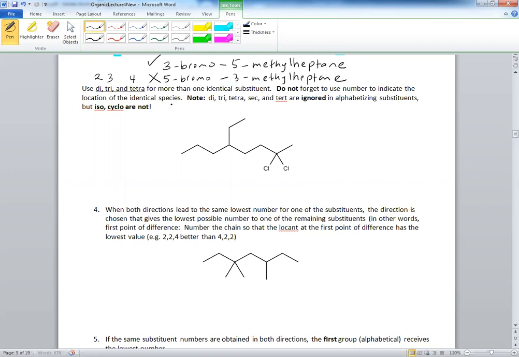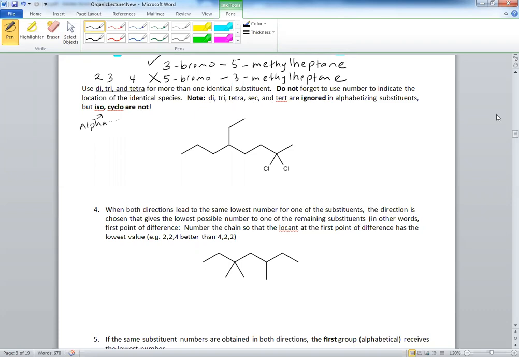I'm going to clearly indicate what I mean by that. However, you need to remember that whenever you have di, tri, tetra, sec, tert, any of these, those are ignored in alphabetizing substituents. So you do not take into account di because it has a D, or tri, or tetra, or sec, or tert. Those you just ignore and you look at the substituent name. However, iso and cyclo are not ignored, so these have to be alphabetized. You have to use your alphabetical order.